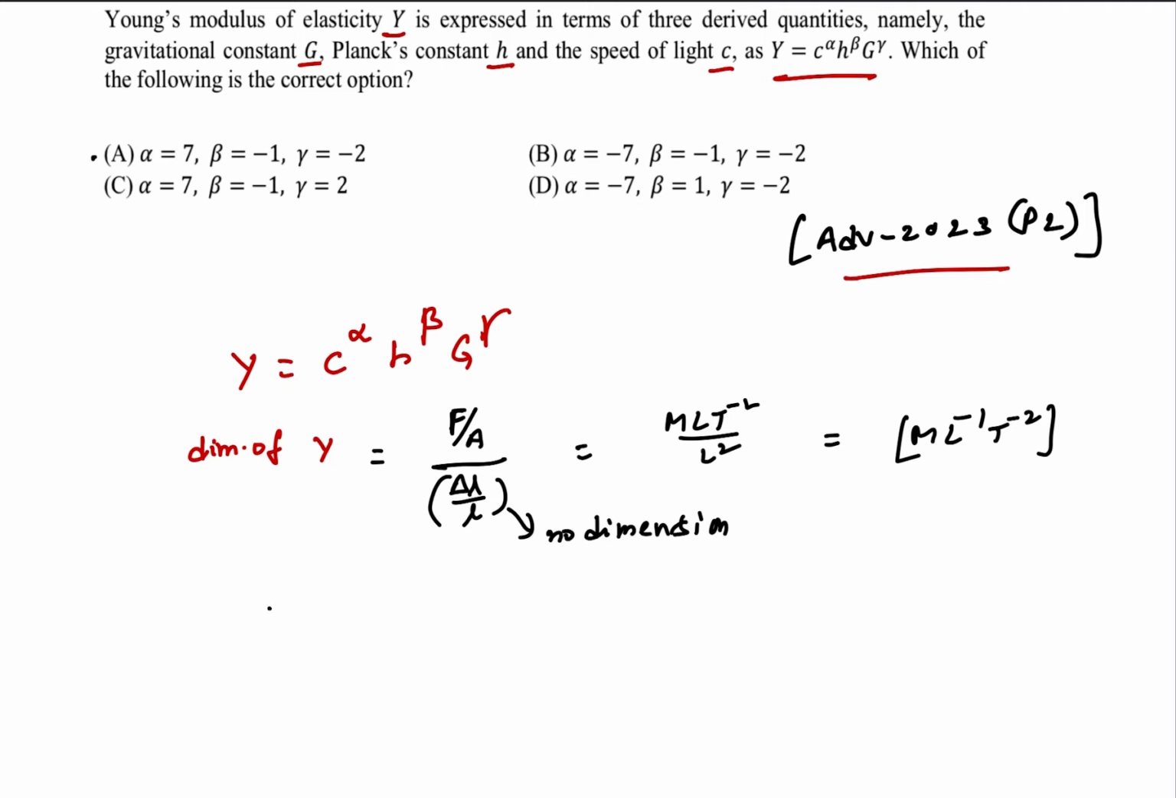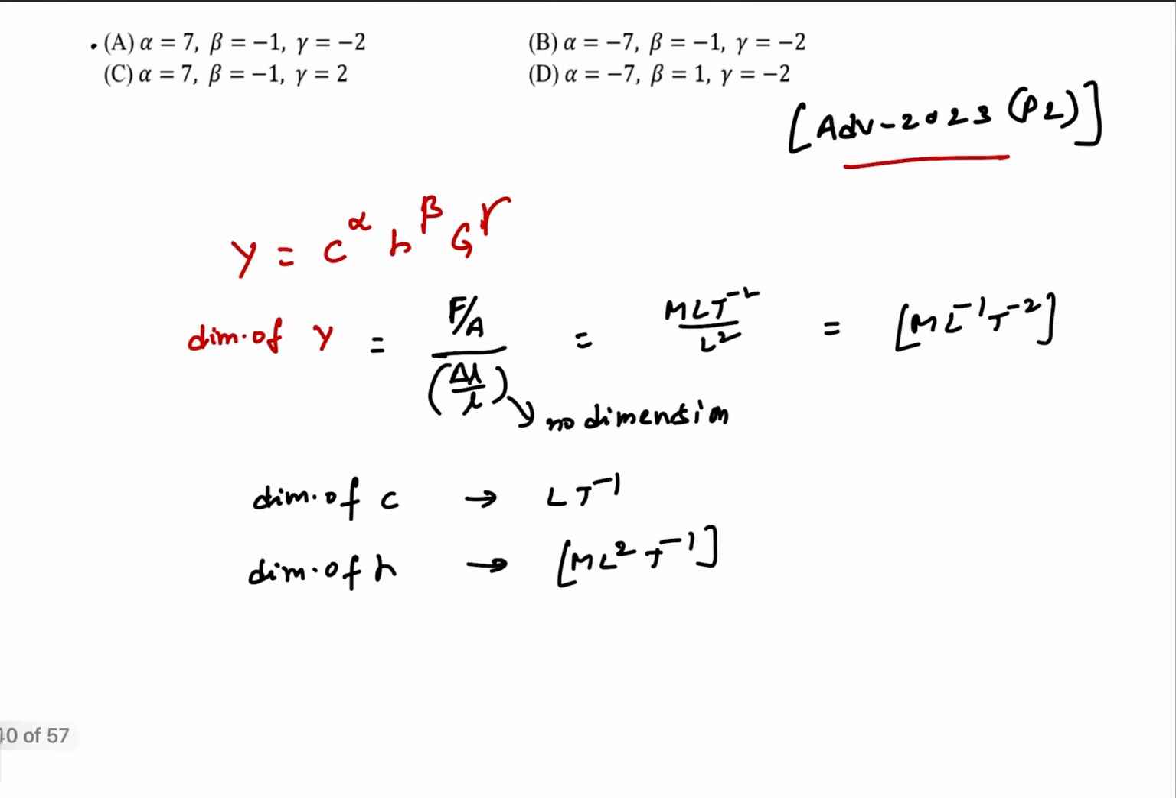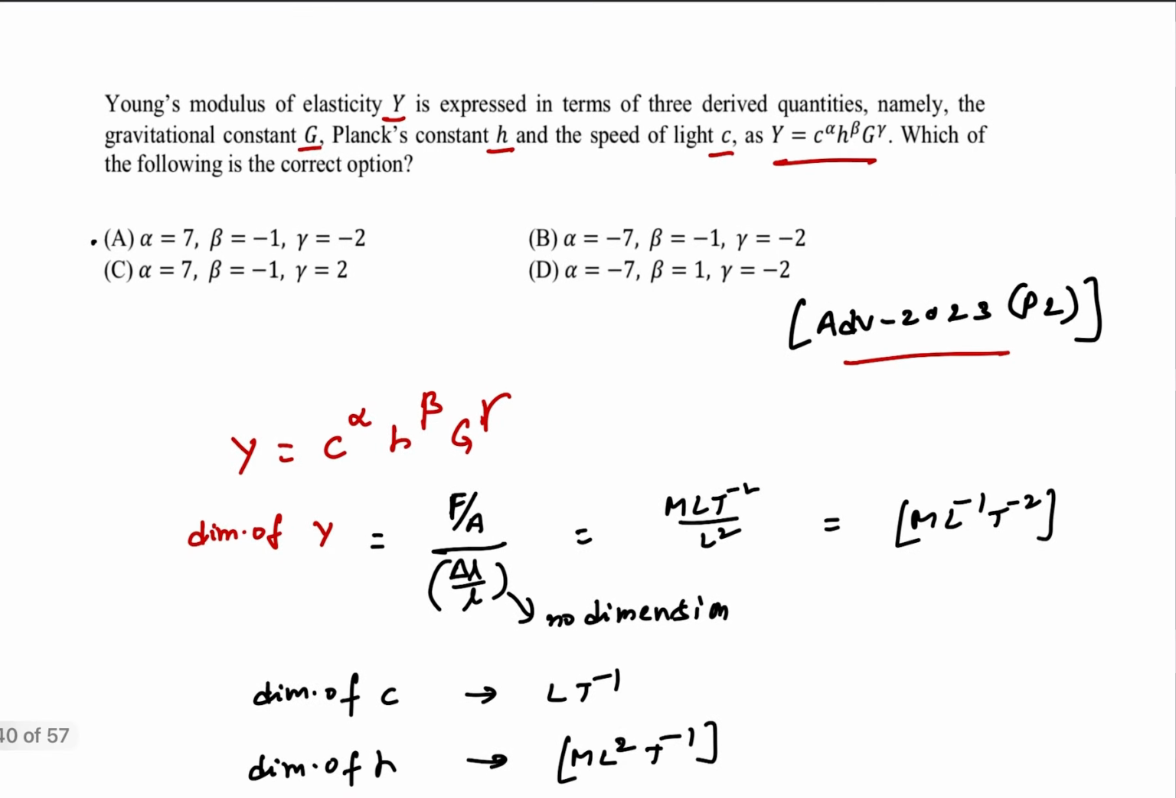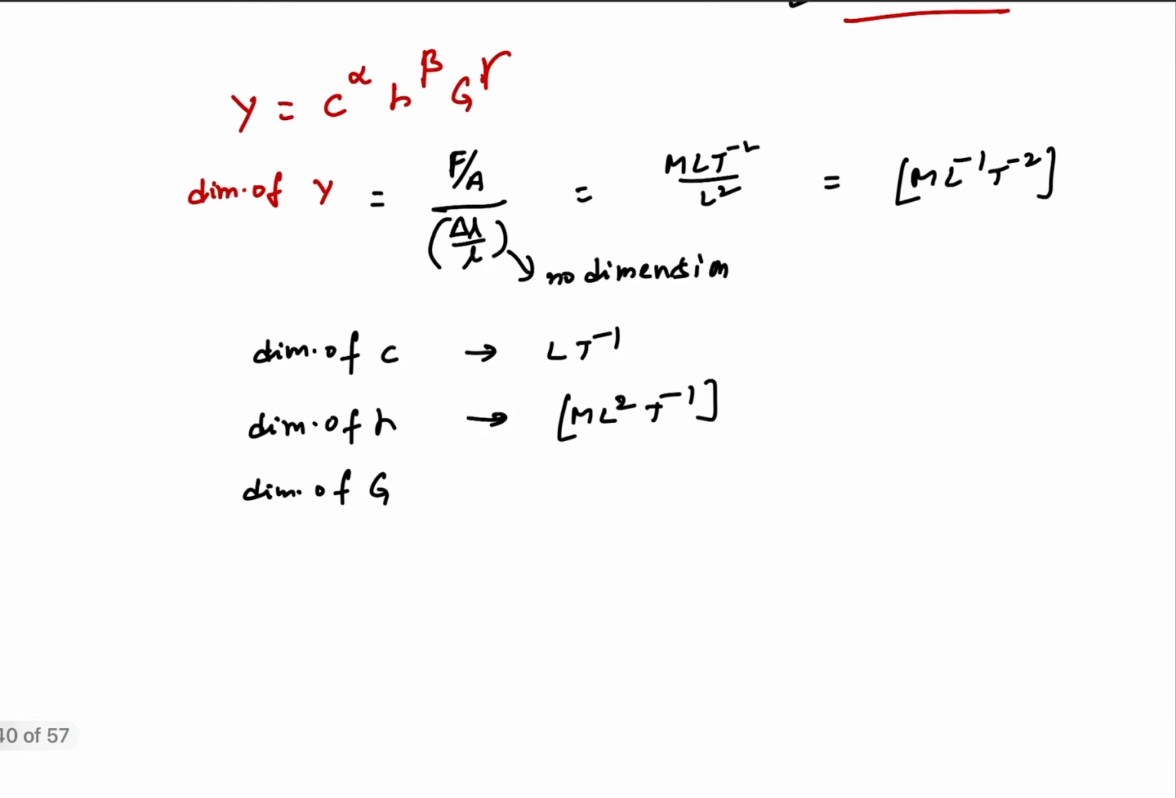Next, speed of light. C is given as the speed of light. Dimension of C is L T power minus 1. Dimension of H, you can write it as energy by frequency, M L square T power minus 1. Next, dimension of G. What is G here? We can see it is the gravitational constant.